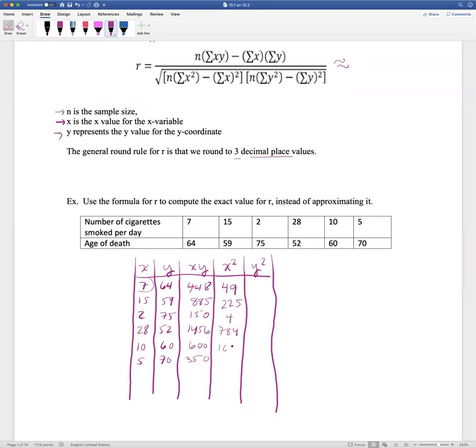10 squared is 100. And 5 squared is 25. Okay, so these are all these columns squared. And then we're going to do the same thing for the Y squared. And so for our Y's, we're going to square all these values.